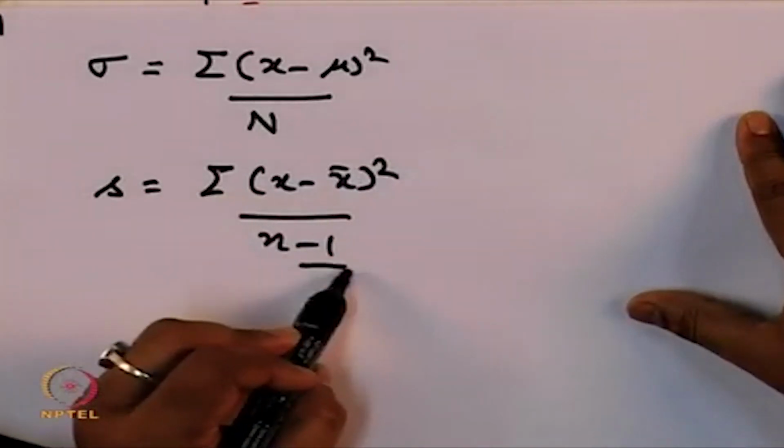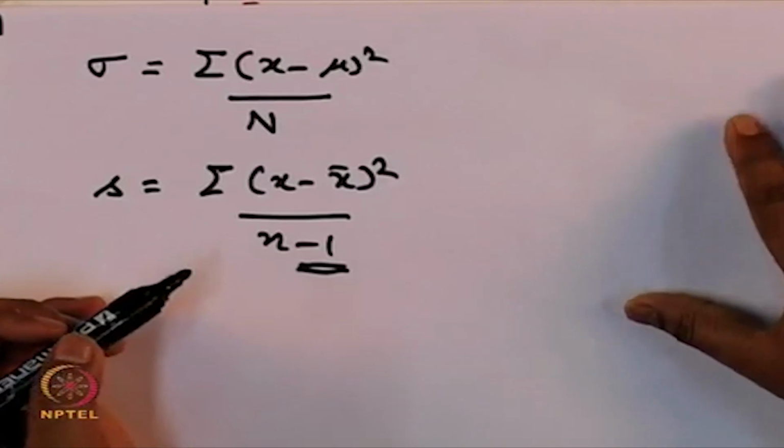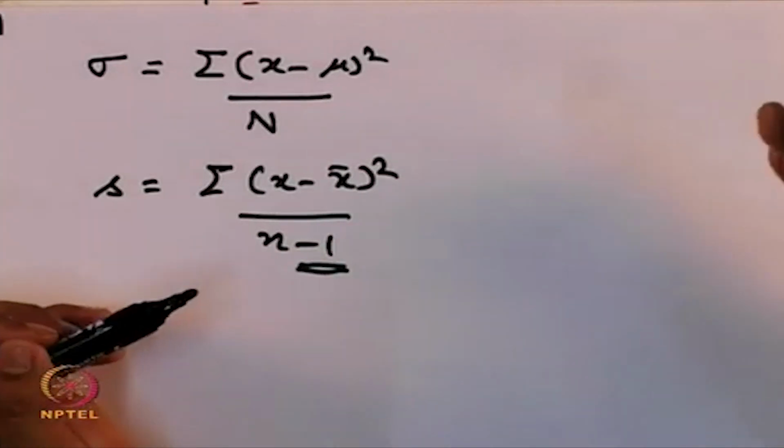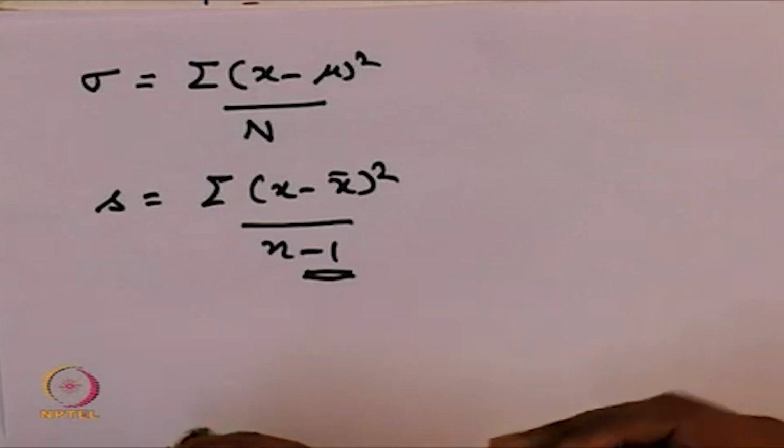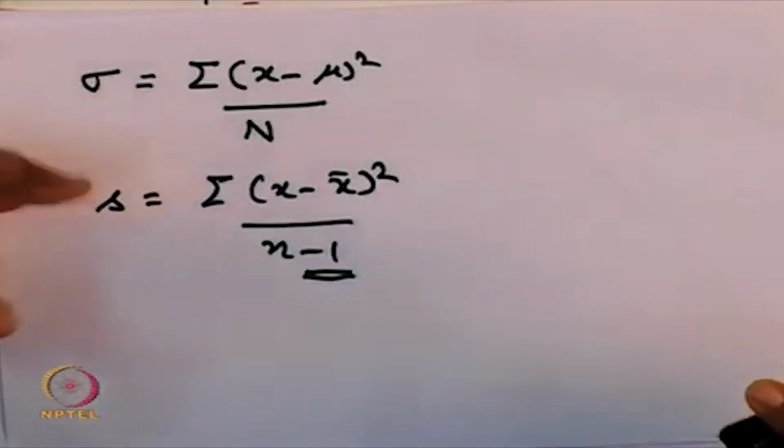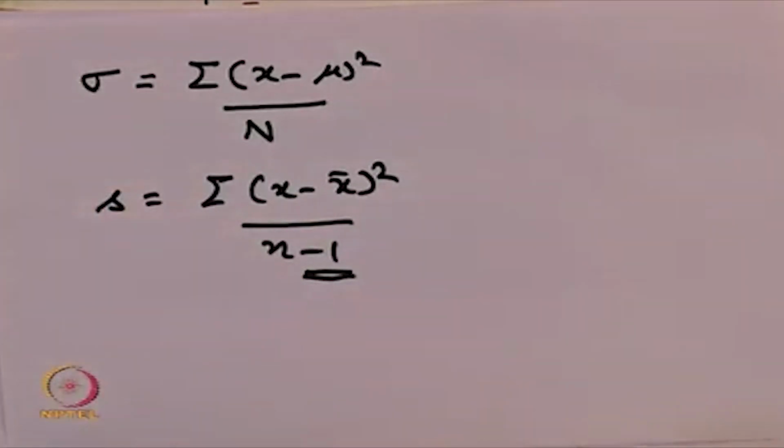So, once again note this minus 1. When you are doing a sample, it is thought that by dividing by n minus 1 you get a better estimate of the standard deviation of the population, right.